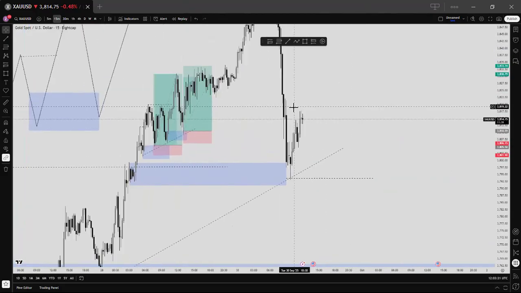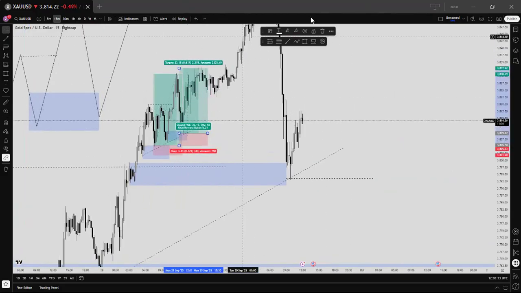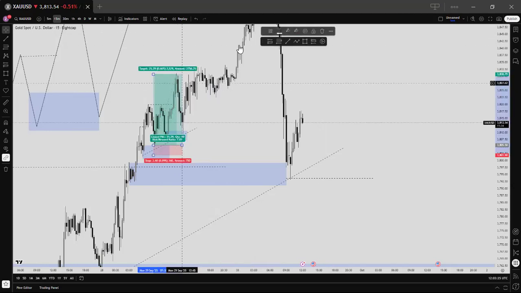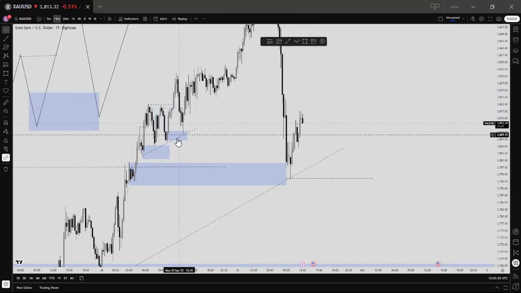For instance, after all this movement occurred here, we can see that price left trend line liquidity.